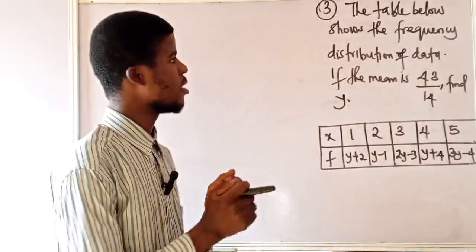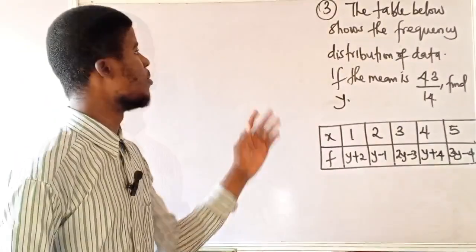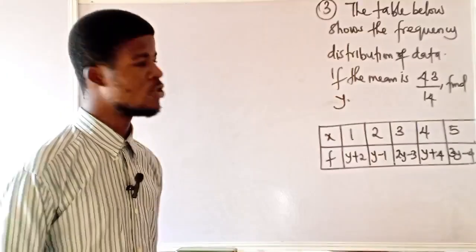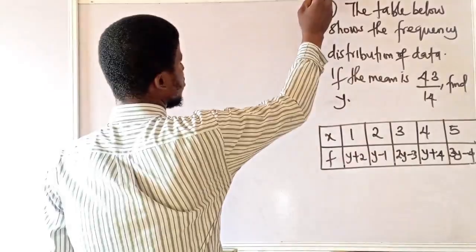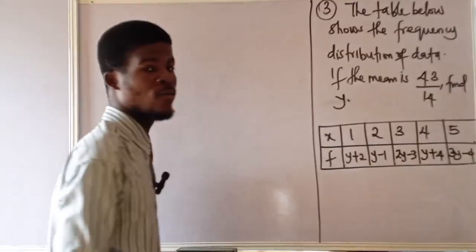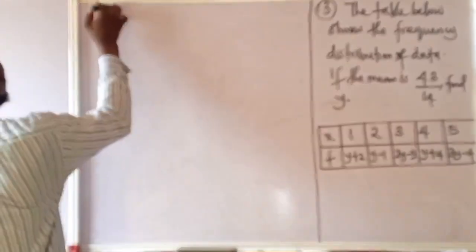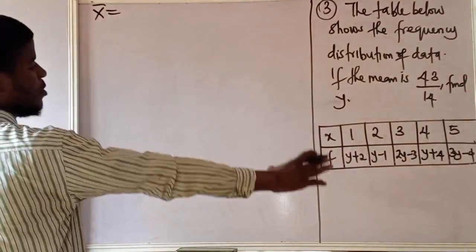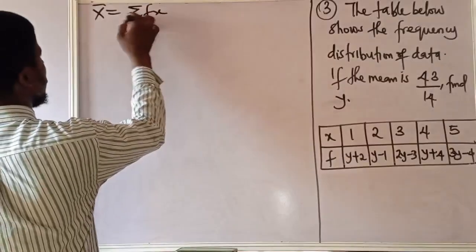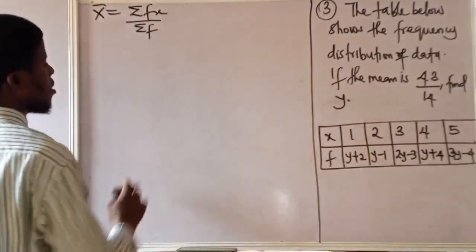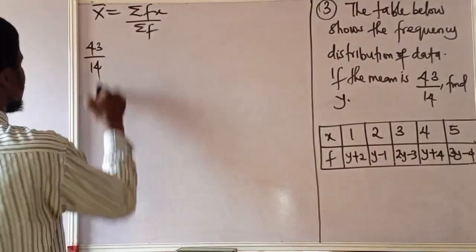All right, let's answer this question. Just keep watching, okay? This is the third question. The table below shows the frequency distribution of data. If the mean is 43 over 14, find the value of y. It's easy. The mean is of a data with frequency, so it is summation fx all over summation f. Now the mean is 43 all over 14.